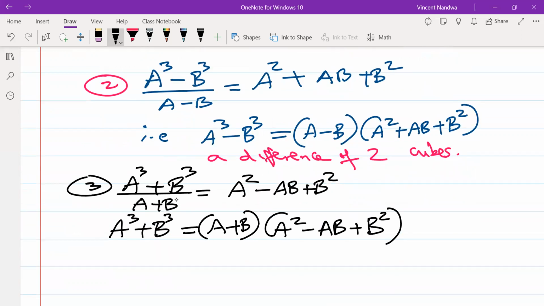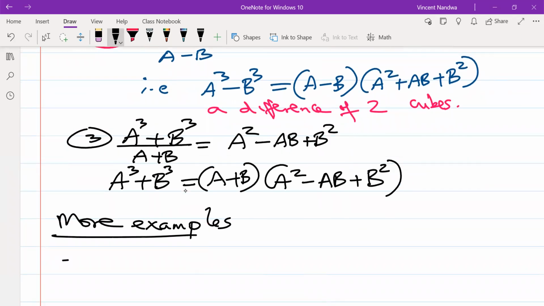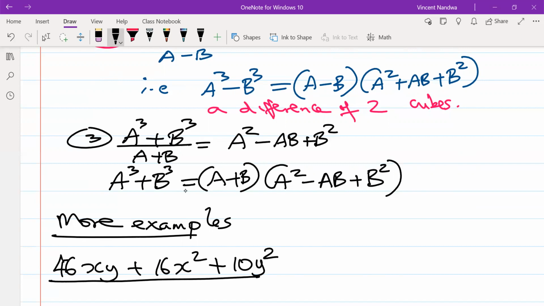More examples. If we give you 46xy plus 16x squared plus 10y squared divided by 2x plus 5y.